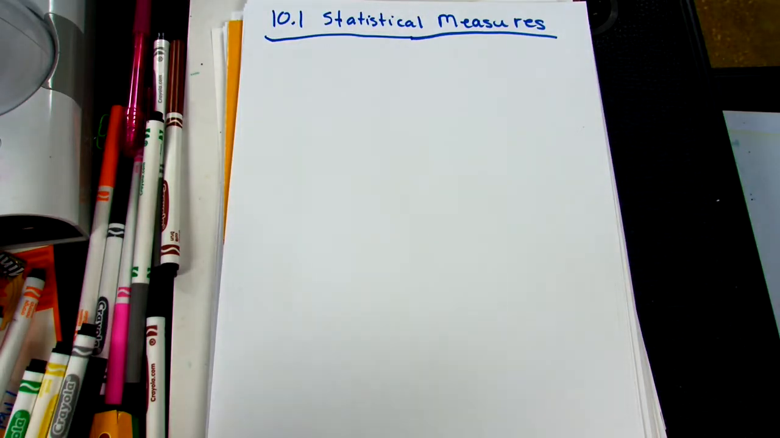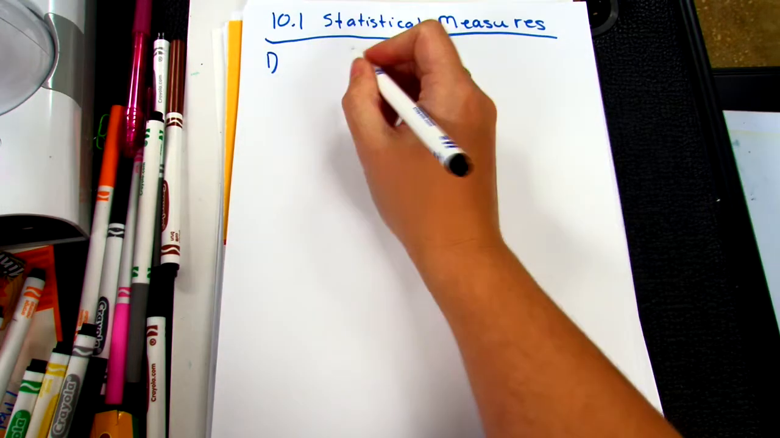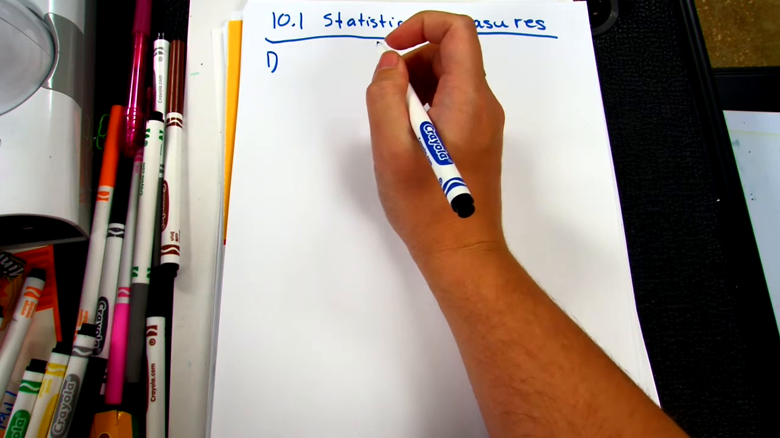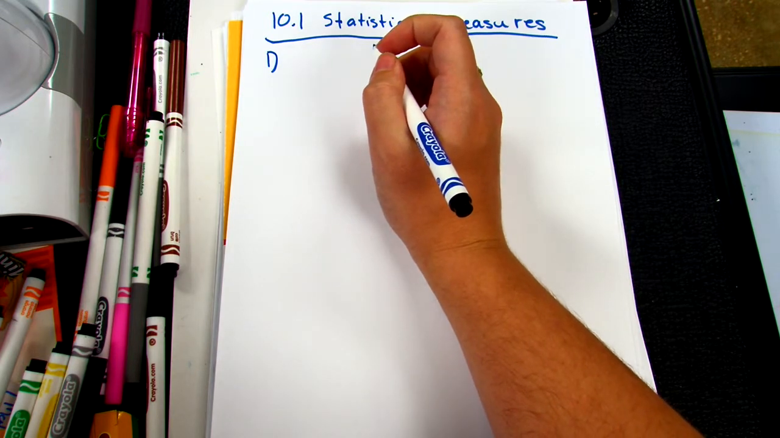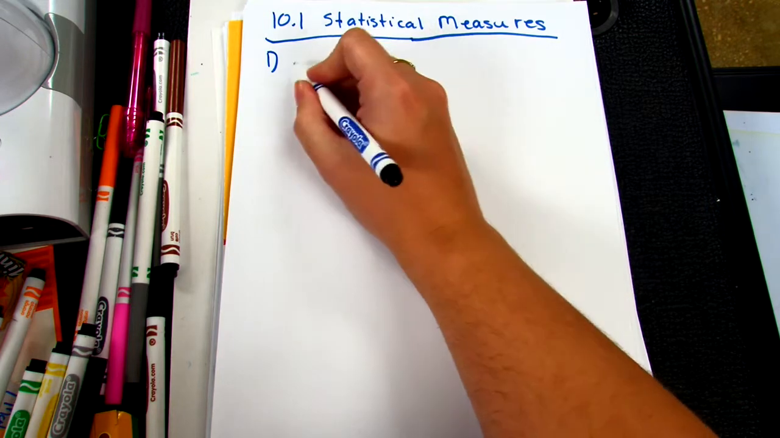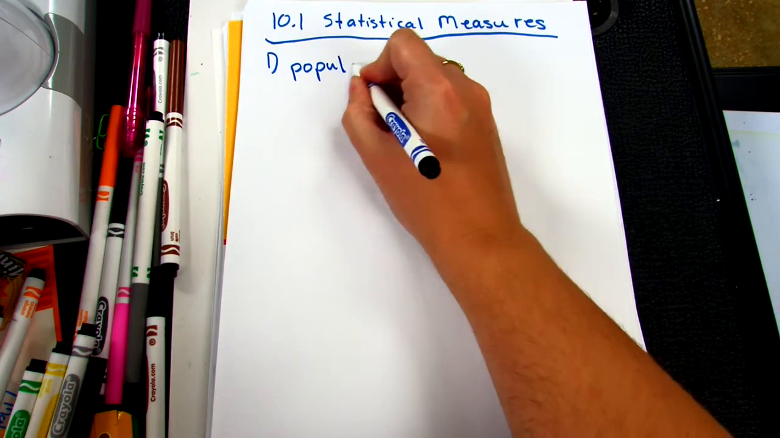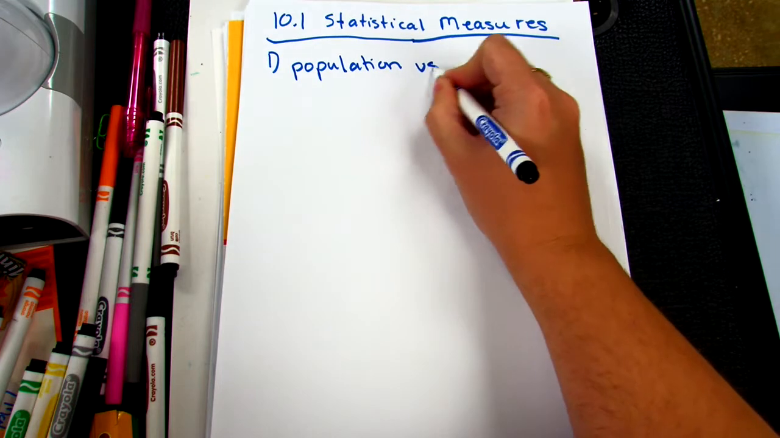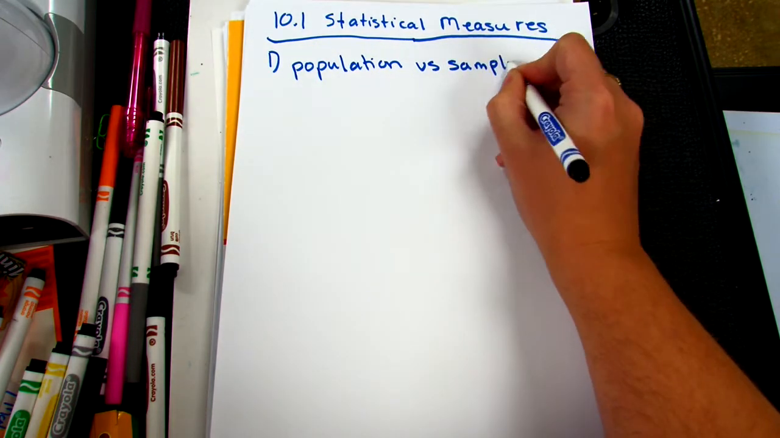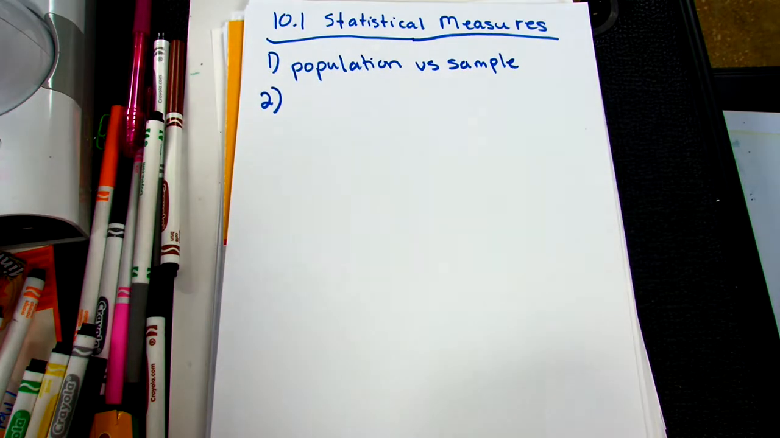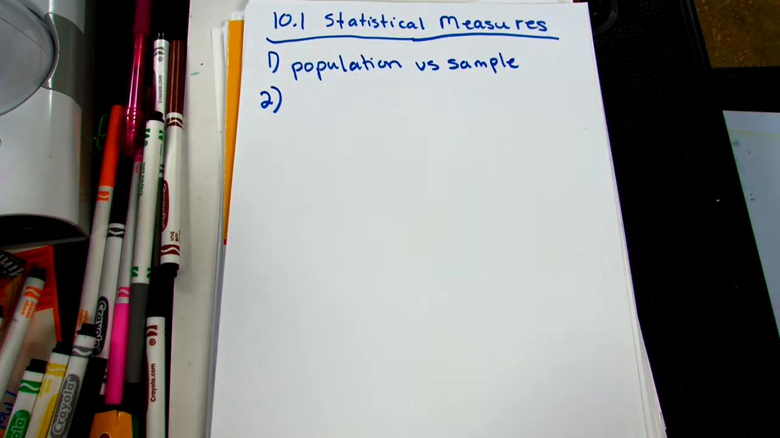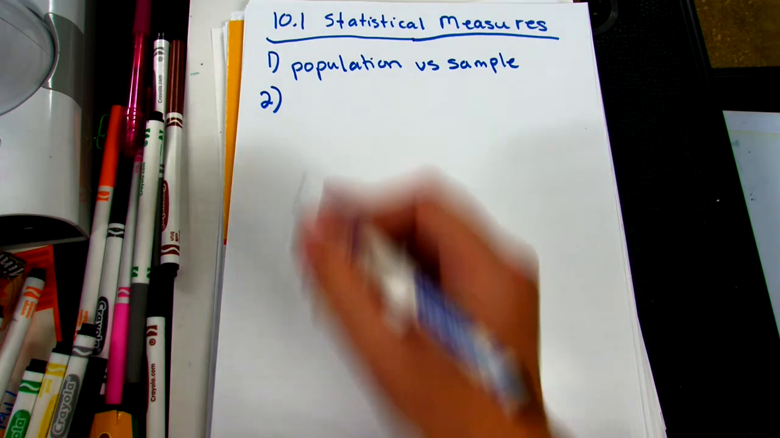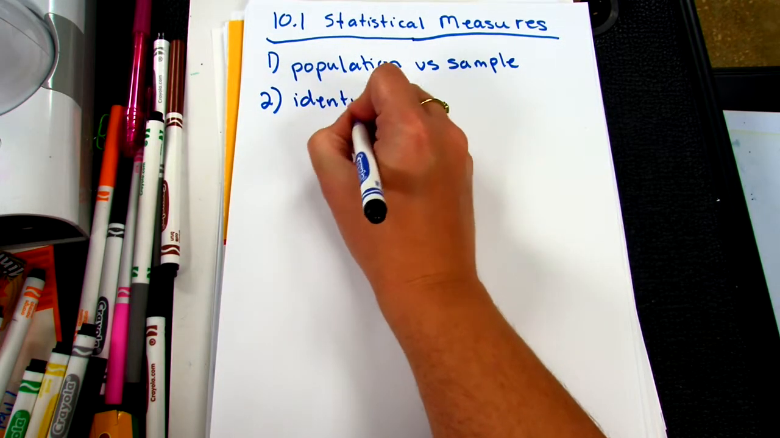All right, we're going to start a new chapter today about statistics and probability. So the first thing we want to talk about are statistical measures. Our objectives for this lesson: the first objective is to identify a group of objects as most likely a population or a sample. So first objective, population versus sample. Okay. Our second objective is we want to identify the type of sample being described. So identify type of sample.